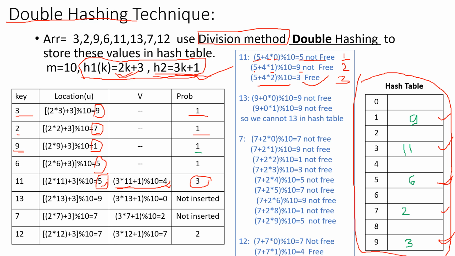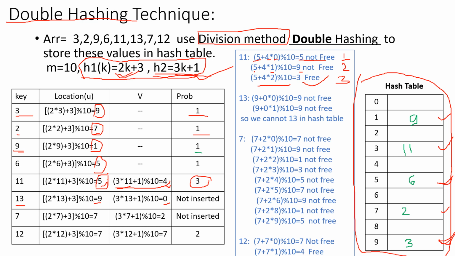My next element is 13. Using the first hash function, I calculated the index value is 9. Using the second hash function, I calculated the value is 0. Now what are you going to do here? Collision occurs because 9 is not free. Go and check the hash table. Is the 9th free? No, not free. It means collision occurred. Now apply double hashing.